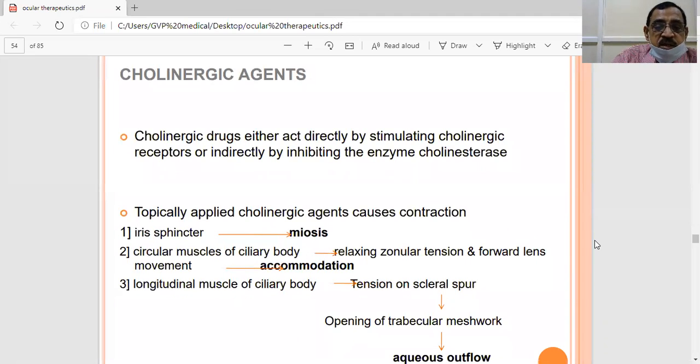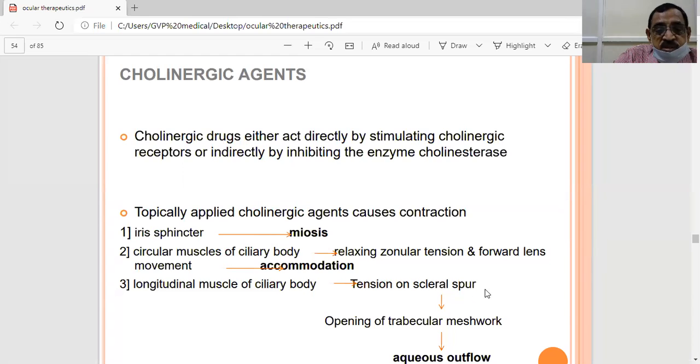Cholinergic drugs either act directly by stimulating cholinergic receptors or indirectly by inhibiting the enzyme cholinesterase. Topically applied cholinergic agents cause contraction of the iris sphincter, resulting in miosis, and contraction of the circular muscle of the ciliary body, relaxing zonular tension and causing forward movement of the lens iris diaphragm. It causes accommodation.